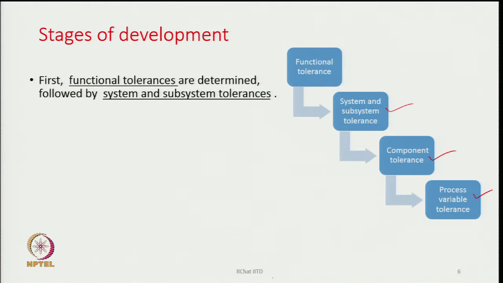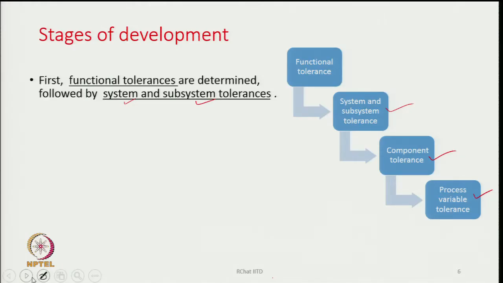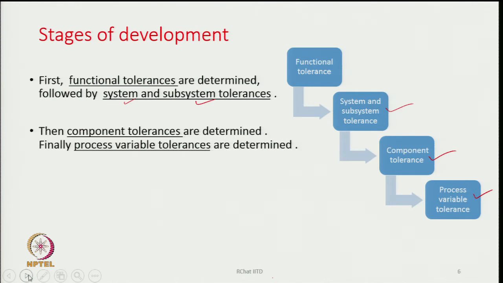it we look for system and subsystem tolerances in a product, because a product can be also, now I have already discussed it earlier, that a product sometimes may have many subsystems within it. It all depends upon the type of product, and therefore, functional tolerances and system and subsystem tolerances need to be found out. Then the component tolerances are determined, and finally, the process variable tolerances are to be determined.